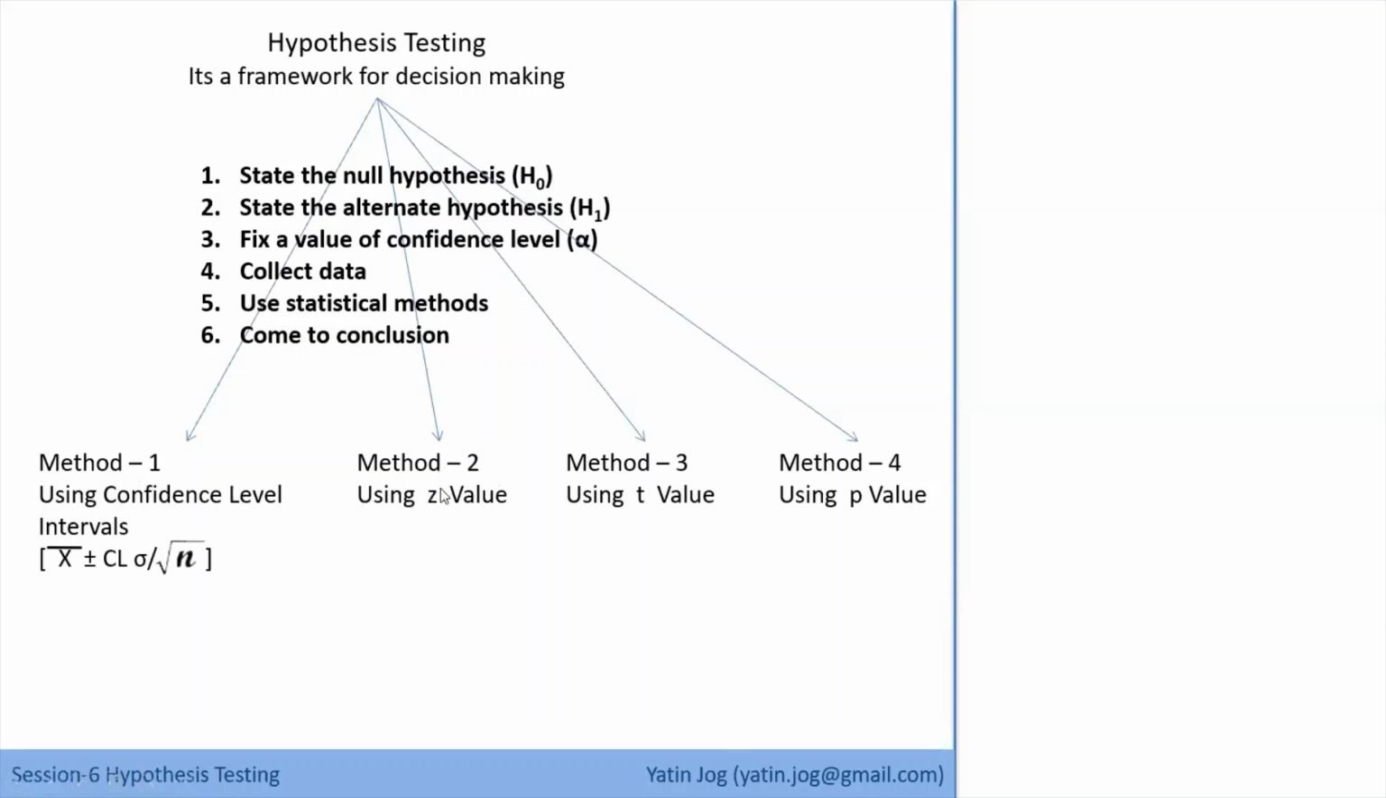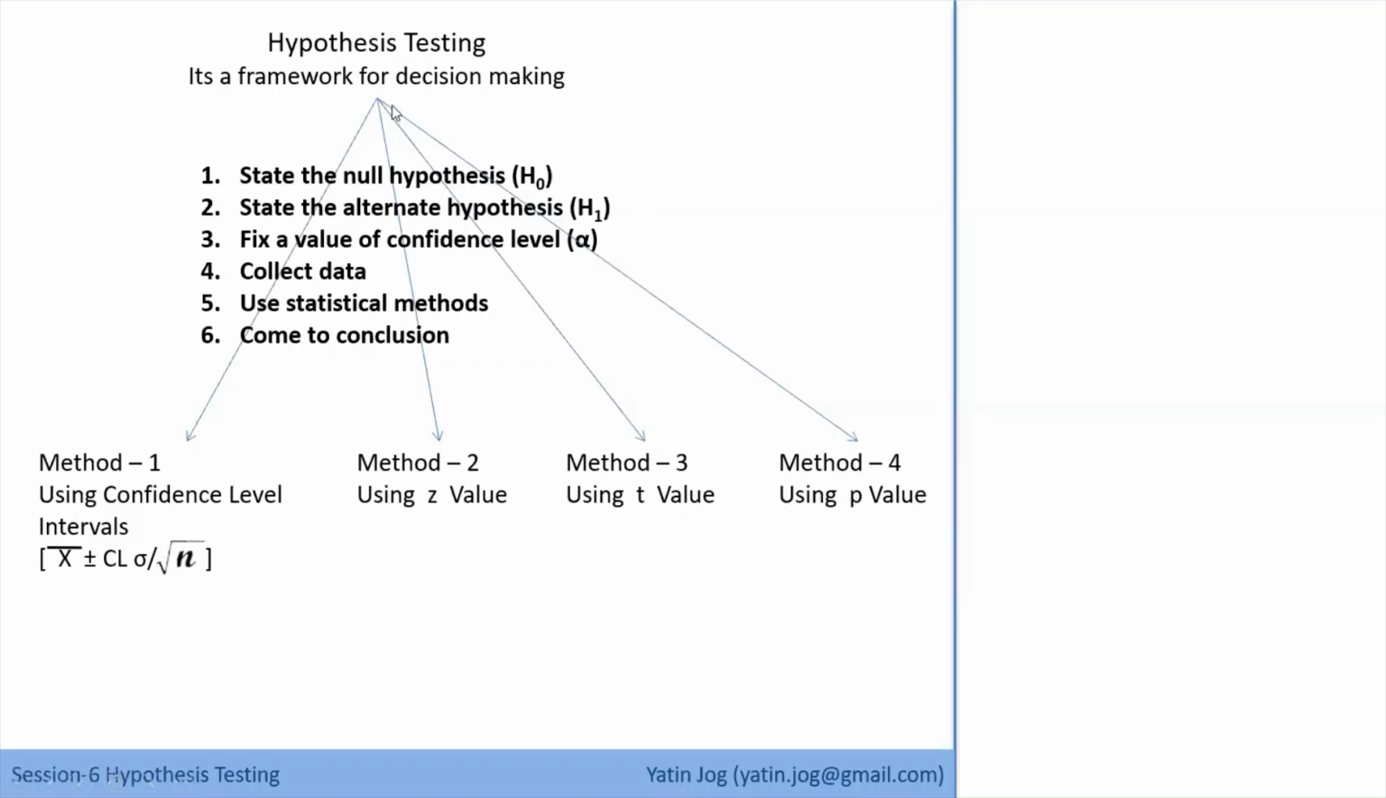Second method is using Z value, which we have already done in normal distribution, but we'll see how to use that to do the decision making. Third method is using T value. We are going to look at all these T methods like 1 sample T test, 2 sample T test, paired sample, independent sample. And the last method is using P value. That is P value analysis, so we'll discuss the P value analysis part also.